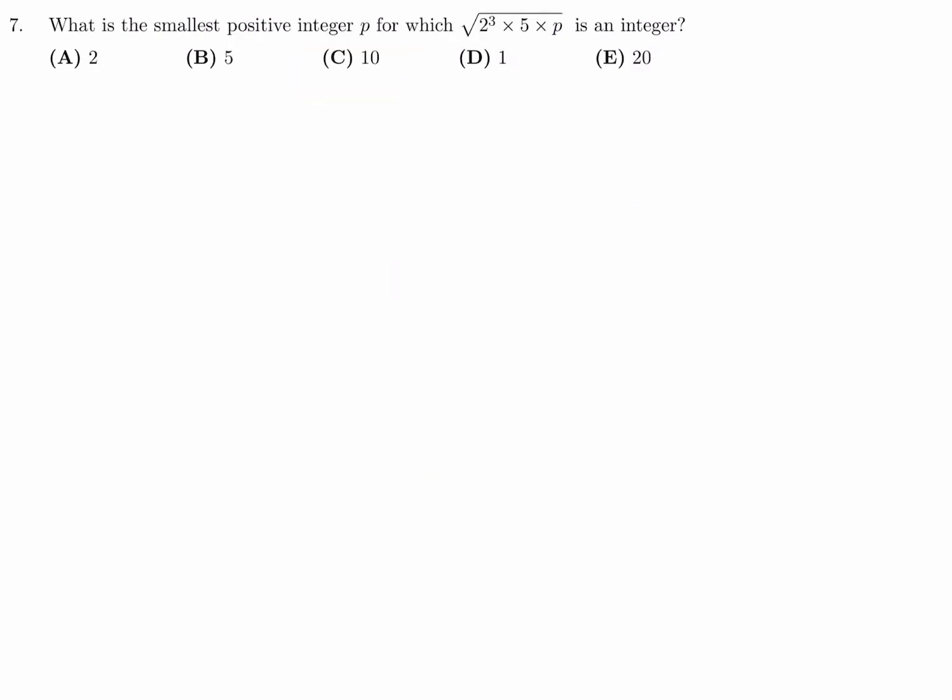What is the smallest positive integer p for which the square root of 2 to the power 3 times 5 times p is an integer? Well, in this question, there's a couple of different approaches. You can just start plugging in these values and figure it out that way, which one gives you an integer, and that'd probably be pretty quick. But the way I would approach it, a little bit better mathematically, is first write it out, and then understand that we have to take the square root, and if we do, it's got to be an integer. Now this is 2 to the power of 2 times 2 times 5 times p.